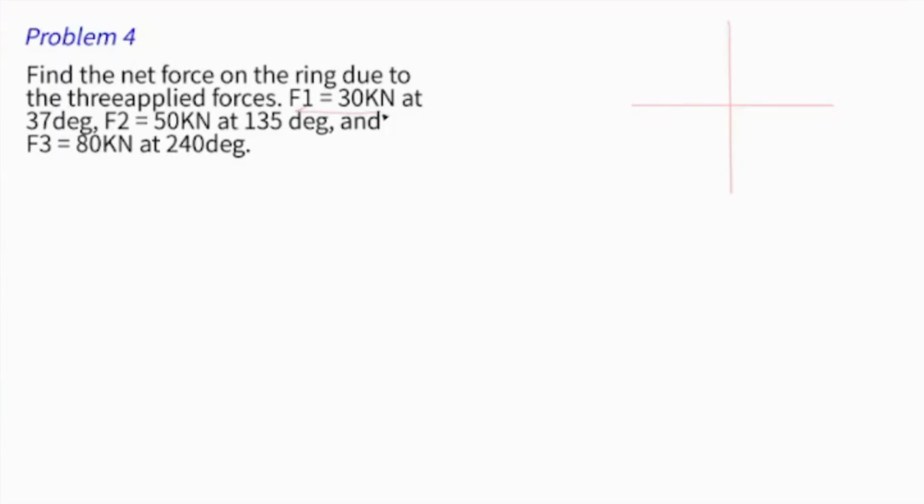Yung F1 muna natin ang i-drawing. So, 30 kN siya. Tapos, 37 degrees. So, dito siya. Kasi 37 degrees from x-axis. So, this is 30 kN. Next is F2, 50 kN, 135 degrees. So, from x-axis, dito siya. Diba dito 90 degrees? So, gawin natin is 180 minus 135. So, 45 degrees to. This will be 45 degrees. And 50 kN siya.